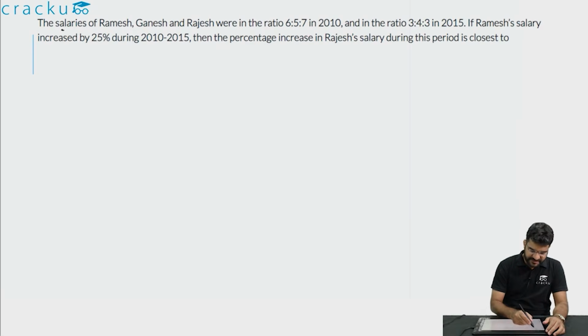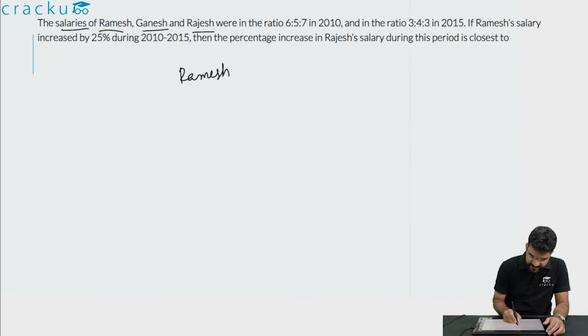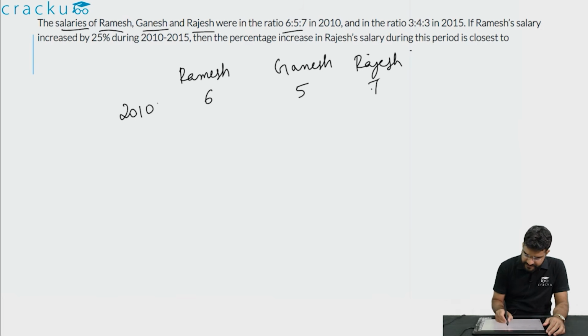In this question, we are given the salaries of 3 persons, Ramesh, Ganesh and Rajesh, in the year 2010. We are told that the ratio is 6:5:7, and we are told that the ratio is 3:4:3 in 2015. So in 2015 it is 3:4:3.